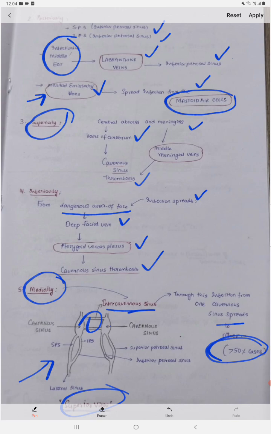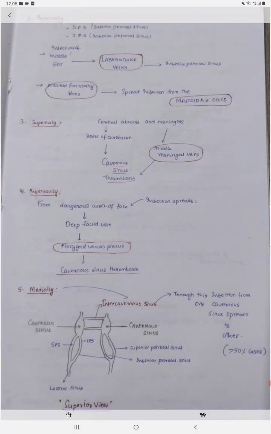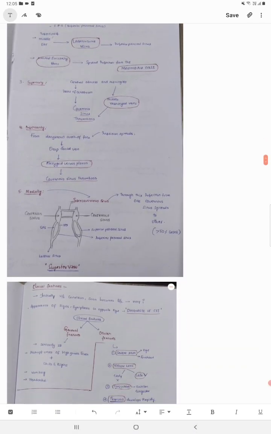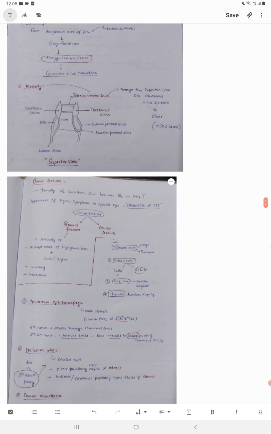And then we again have the same thing: the superior petrosal sinus and inferior petrosal sinus. Both of them will again drain into the lateral sinus. So in this superior view, we have to see only one thing, that the intercavernous sinus communication is present in between the two cavernous sinuses, which provides a pathway for infection. So if one cavernous sinus is infected, then there is a chance that the other cavernous sinus also gets infected. The chances are around 50%. Okay. So these are the communications of the cavernous sinus and the sources of infection.